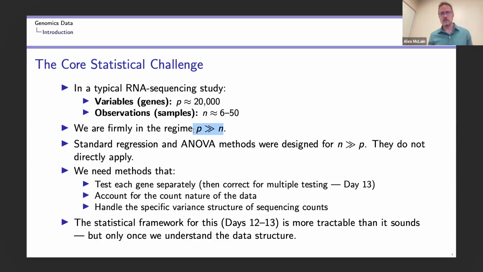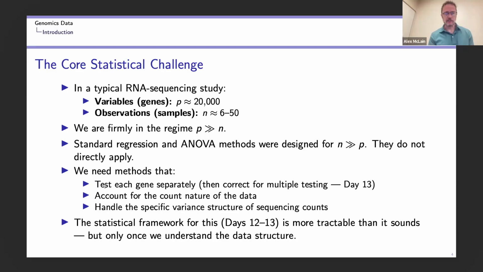P much larger than N just means P is much larger than N. Whenever P is larger than N, we cannot do all the standard methods that we use; pretty much go out the window. So we can't do linear regression anymore. For linear regression, the estimates require an inverse that you cannot calculate when P is as large as the sample size. So a lot of the standard methods get thrown out of the window.